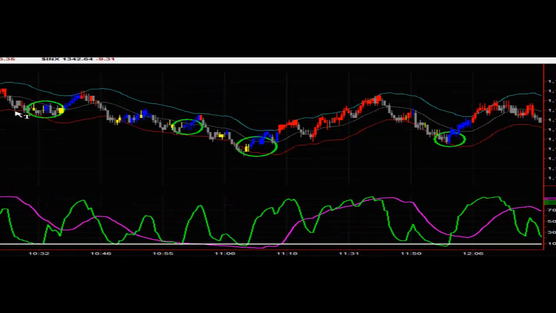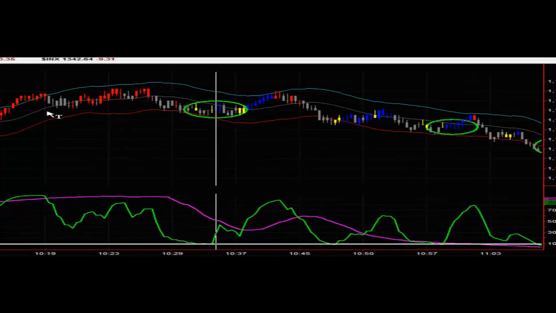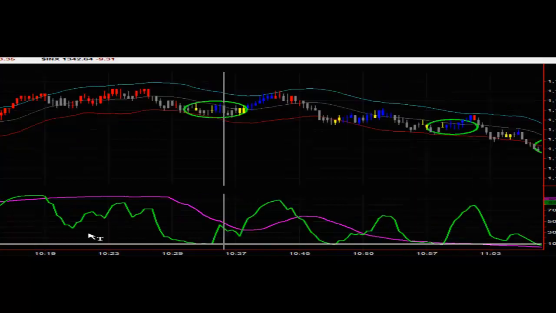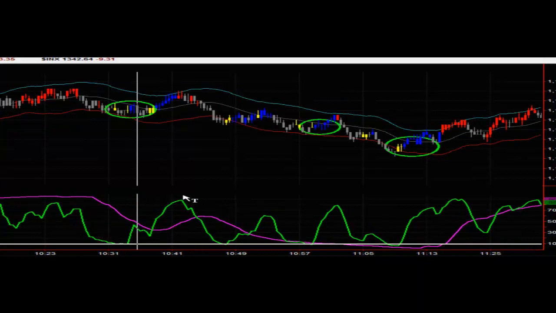We also have another pullback in here, a pullback entry. As long as we have confirmation on color, there's a blue bar right in here. That is our entry signal, and we might have gotten a few more here. Certainly it shouldn't have been a losing trade for anyone.